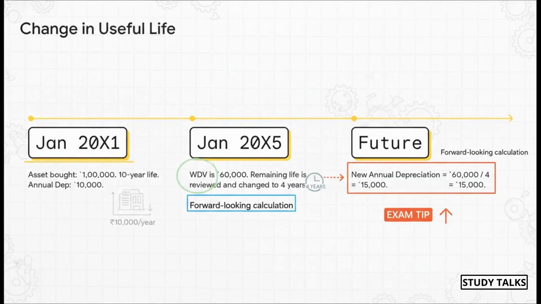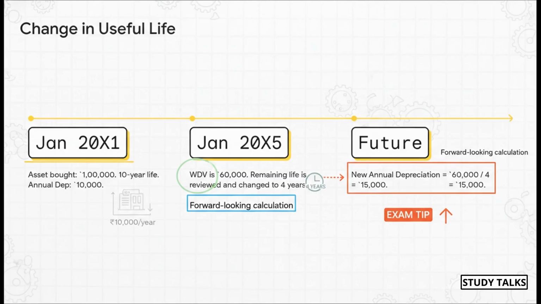Let's make this real with a quick example. Say you bought an asset on January 1st, 20x1 for a lakh. You figured it would last 10 years, so you've been depreciating it by 10,000 rupees a year. 4 years later, it's January 20x5. You've charged 40,000 in depreciation, so the written down value is now 60,000.